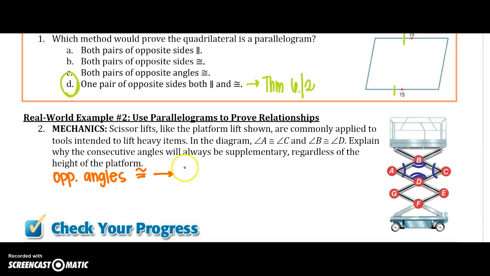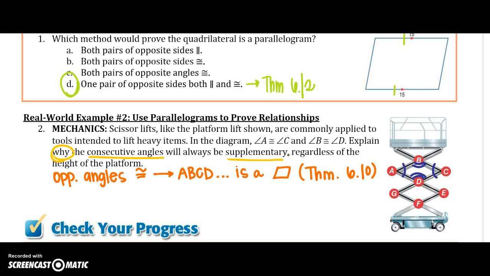Which allows us to say that quadrilateral ABCD is a parallelogram, right? Because of theorem 6.10. If it's a quadrilateral and opposite angles are congruent, then I know that it's a parallelogram. So why are the consecutive angles always supplementary regardless of the height?